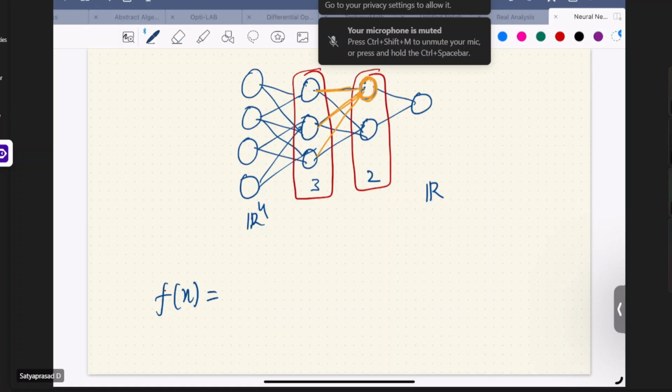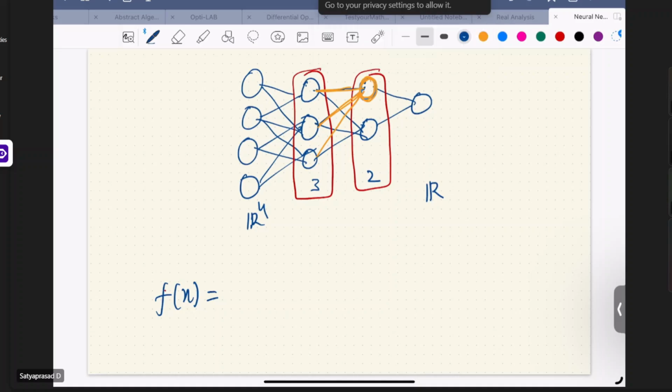Yeah. So anyone tell me what's happening here?